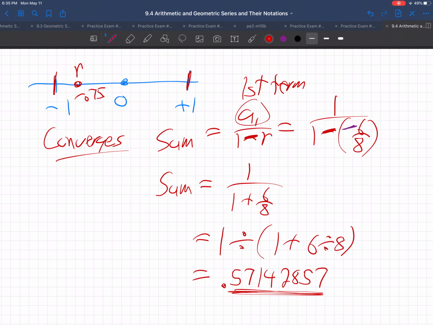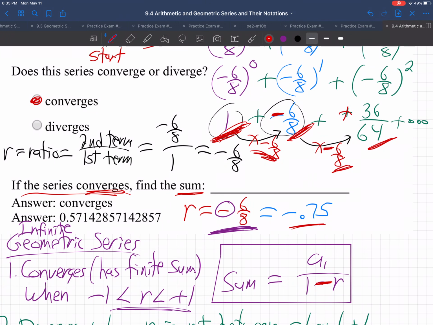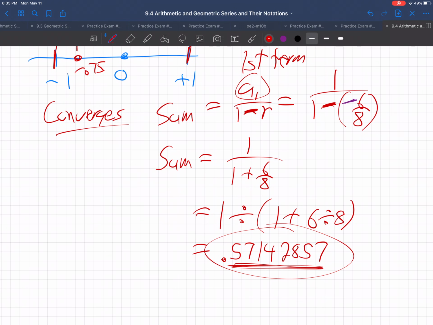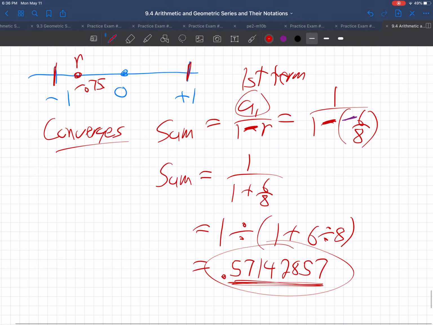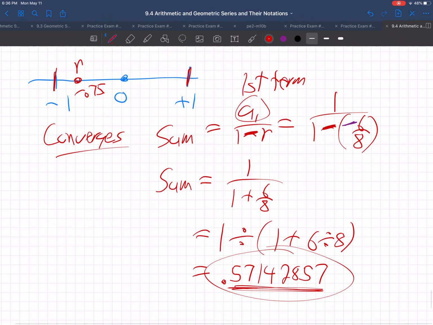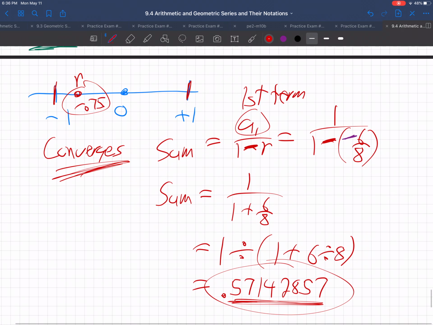So in other words, that's interesting, isn't it? These numbers go forever. 1 and then negative 6/8 and then positive 36/64 and then negative, positive, back and forth. Forever. They go forever. And they add up to be a finite number. Isn't that weird? They cancel each other out so much and they get smaller so fast that they actually make a finite sum. Even though there's an infinite number of terms, it's a finite sum. It converges because the R value is right here between negative 1 and positive 1. So it converges. You study more about that in calculus. Very interesting.